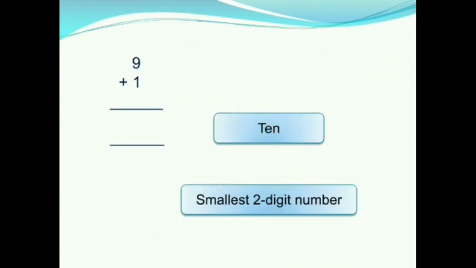Now we will find the smallest two digit number. When we add 1 to the greatest single digit number, we get the smallest two digit number. 9 plus 1 equals 10. 10 is the smallest two digit number. Now we got the smallest two digit number. Next we will go to the greatest two digit number. Which is the greatest two digit number?